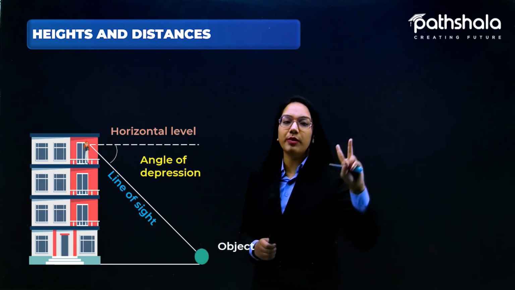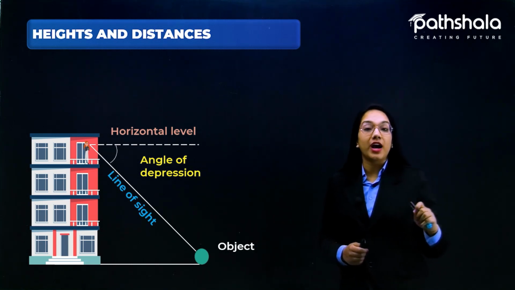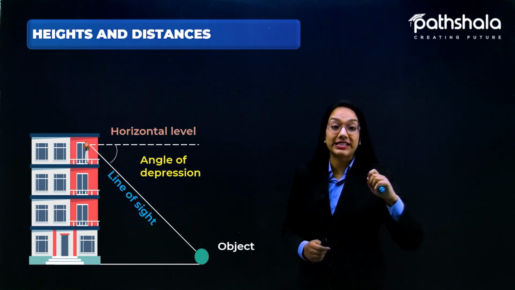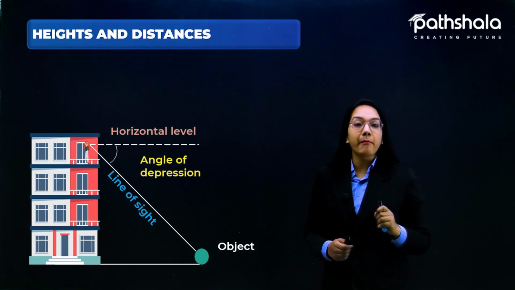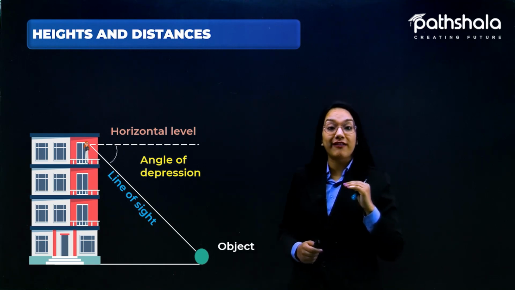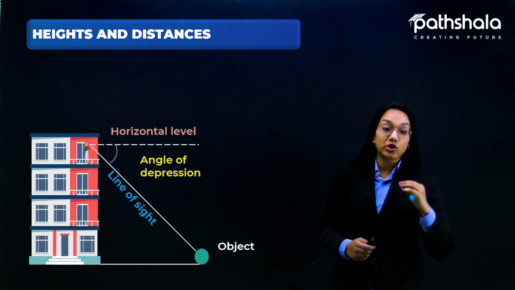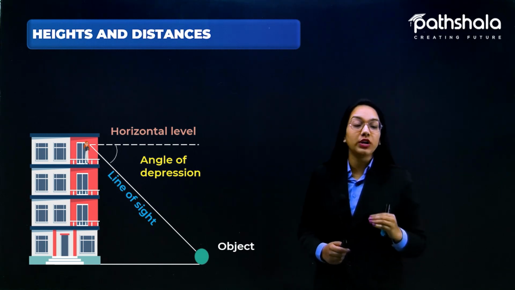So these are the two important angles in the chapter Some Applications of Trigonometry under heights and distances. Always remember, the angle of depression is made between the horizontal level and the line of sight in such a way that the object is below the horizontal level.